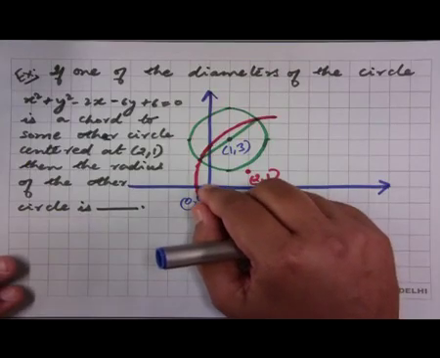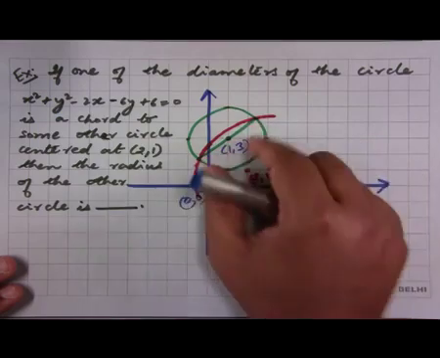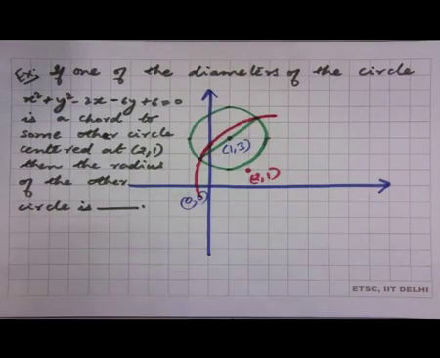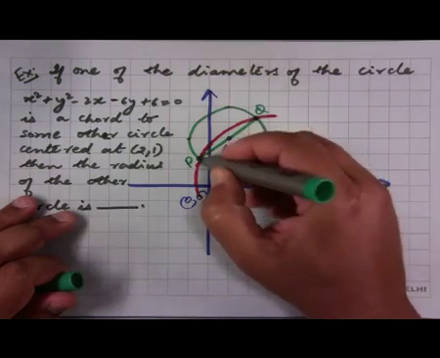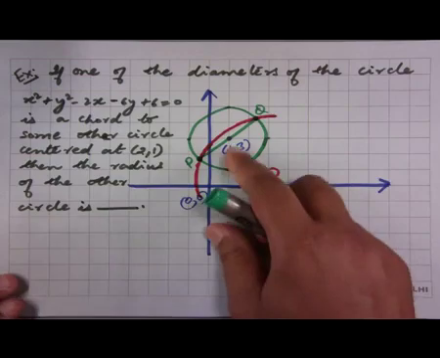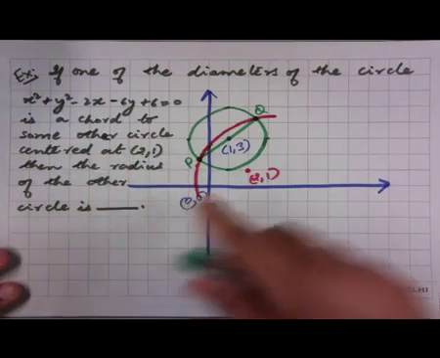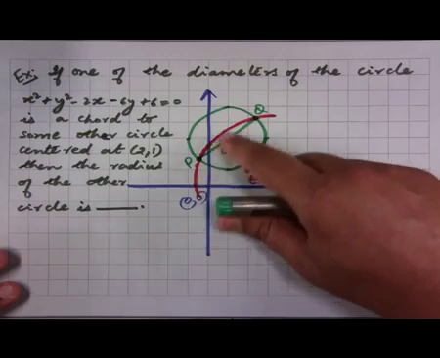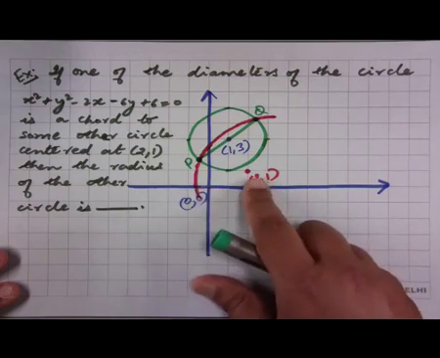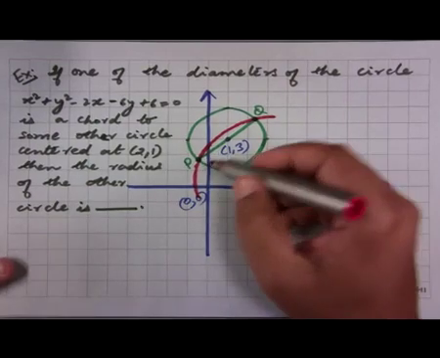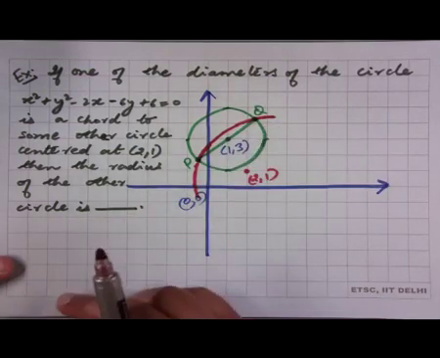Then it is said that one of the diameters of this green circle, let us consider this diameter PQ, is actually a chord of another circle which is drawn partially in red, and this red circle is centered at the point 2 comma 1. The question is asking us to find the radius of this red circle.